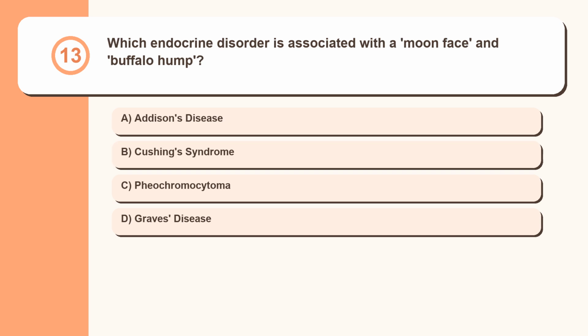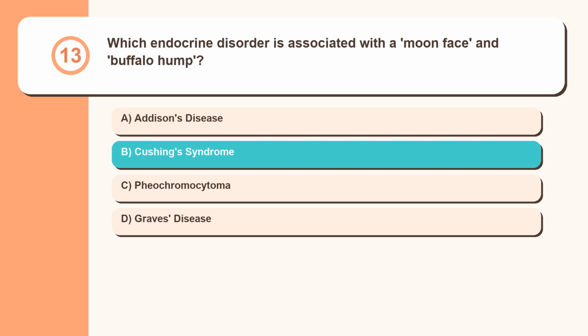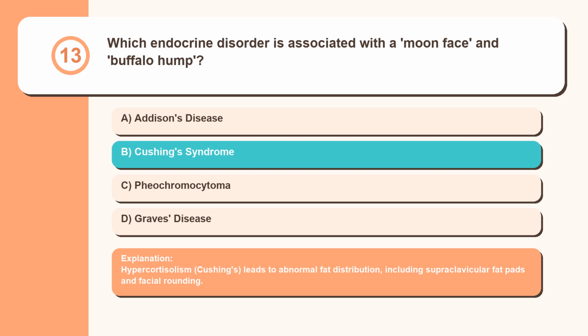Question 13. Which endocrine disorder is associated with a moon face and buffalo hump? Addison's disease, Cushing's syndrome, pheochromocytoma, Graves' disease. Hypercortisolism, Cushing's, leads to abnormal fat distribution, including supraclavicular fat pads and facial rounding.